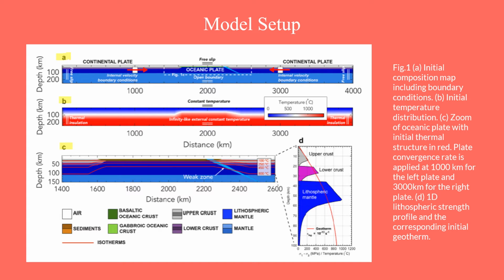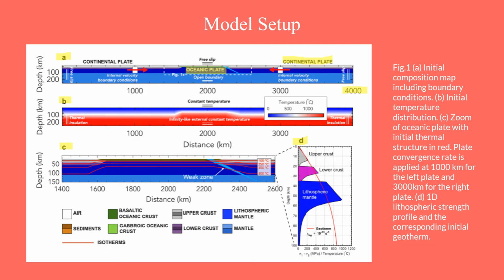Now, what are the basic features of this model setup? The 2D model consists of a 4000 by 250 km computational domain. There are two continental plates, each 1700 kilometers long, and these continental plates are separated by an oceanic plate which has a length of 600 kilometers. The continental plates and the oceanic plate have three parts: the upper crust, the lower crust, and the lithospheric mantle. Different thermomechanical parameters of these plates are calculated from different laboratory experiments. For example, the thermal structure of the oceanic lithosphere was calculated from the half-space cooling model.